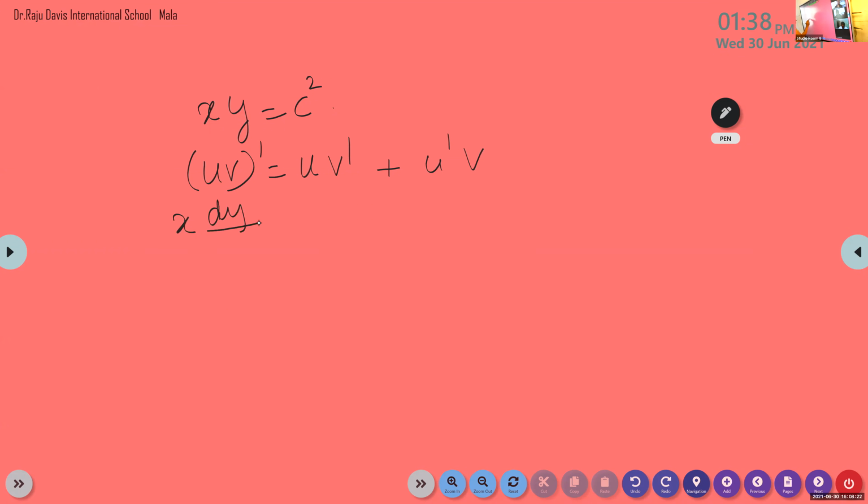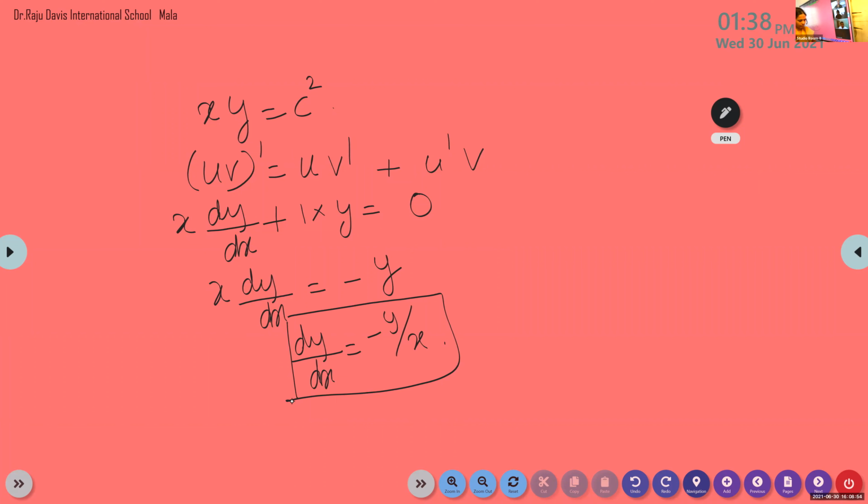dy by dx plus y into derivative of x, which is 1, equals a constant. When we differentiate it, it is 0. So we get x dy by dx is equal to negative y. Therefore, dy by dx is minus y by x. Whenever x and y come in a product, we have to use the product rule. We will be using the product rule.